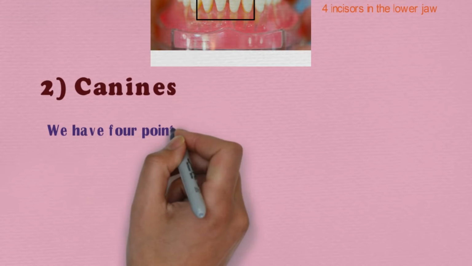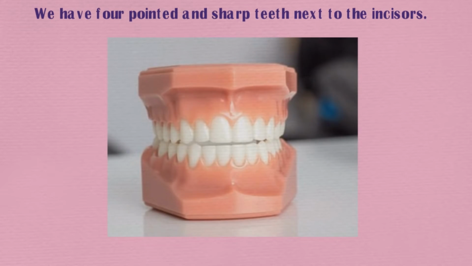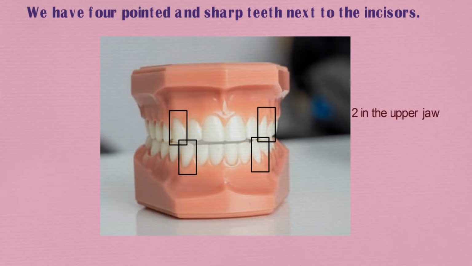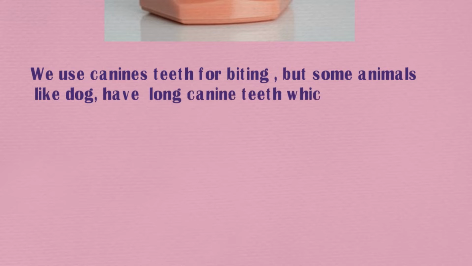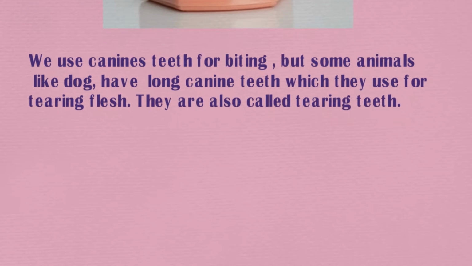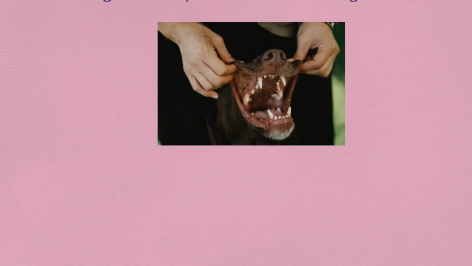Canines. We have 4 pointed and sharp teeth next to the incisor. We have 2 canines in the upper jaw and 2 in the lower jaw. We use canine teeth for biting our food, but some animals like dogs have long canine teeth which they use for tearing flesh. They are also called tearing teeth.